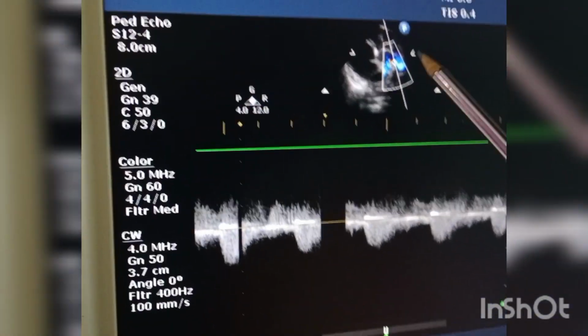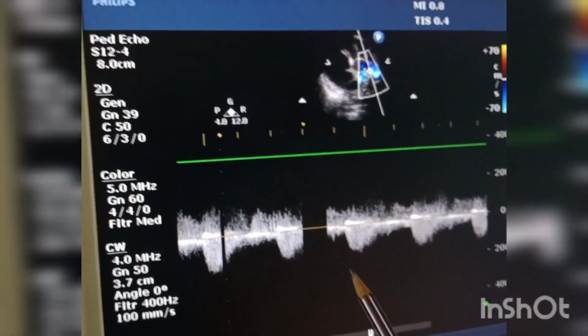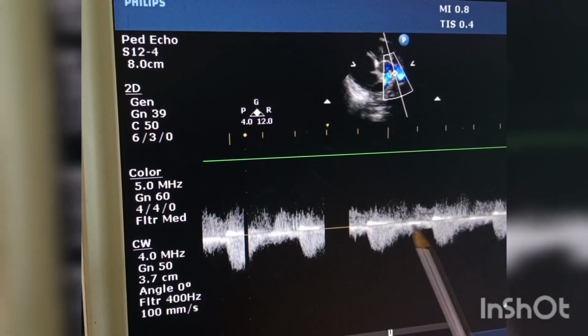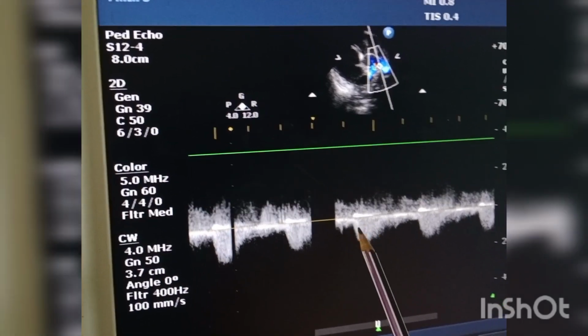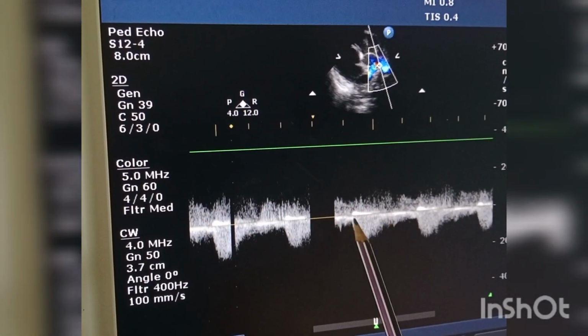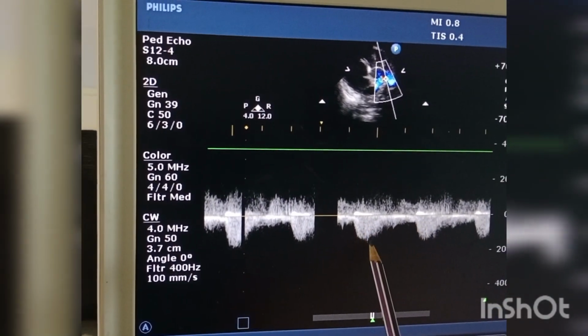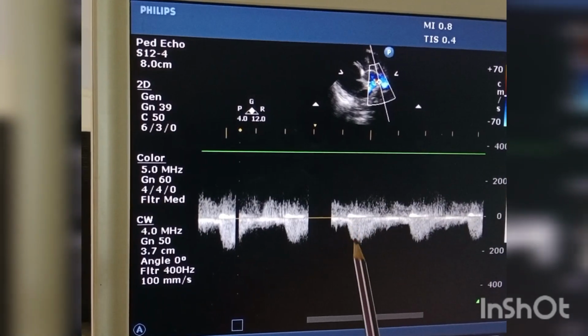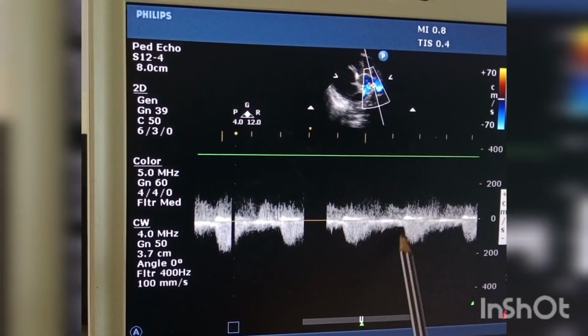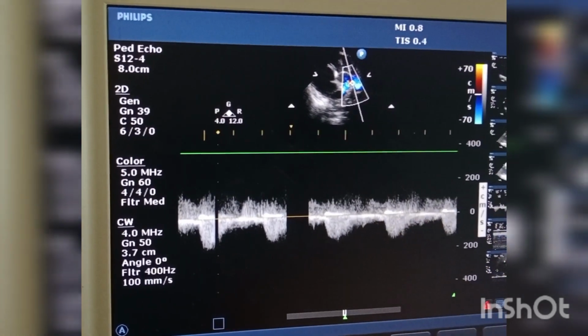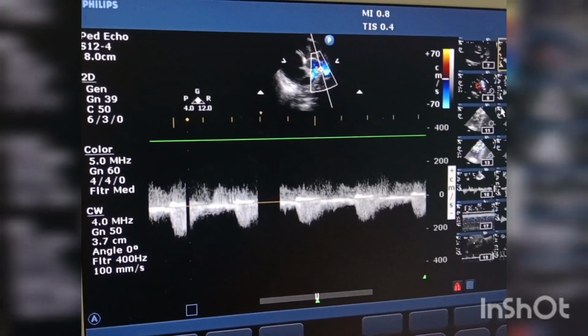Now this is a continuous wave Doppler. On the short axis view, I opened the pulmonary artery. You see the pulmonary artery, right pulmonary artery, left pulmonary artery, and with continuous wave Doppler on the left pulmonary artery I could get the flow. You can see the flow here. Usually the flow should end here only, like this. But what's happening? The diastolic flow is continuously going. See, it is not abruptly stopping like this, it is moving like this. So what does it indicate? It indicates that there is a significant patent ductus arteriosus.